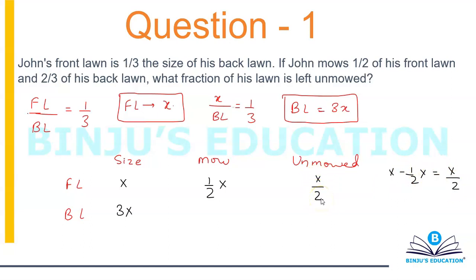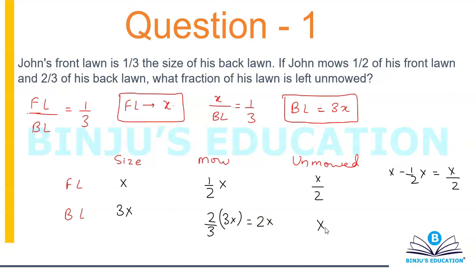And he mows 2/3 of his back lawn. So 2/3 of the back lawn is 2/3 into 3x, which will simply be twice of x. So unmowed will be x, that is 3x minus 2x.